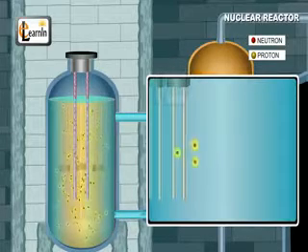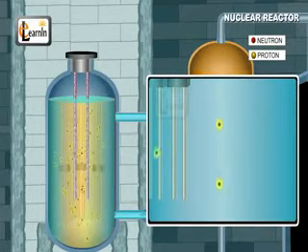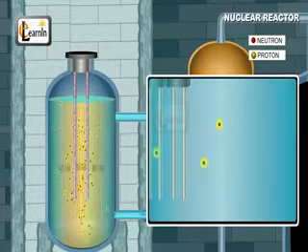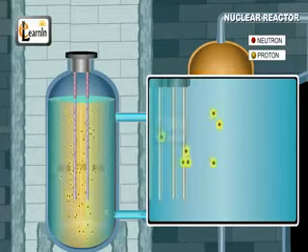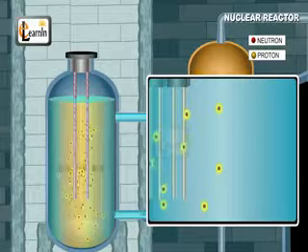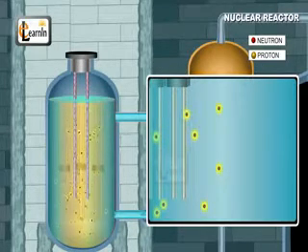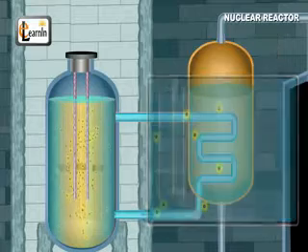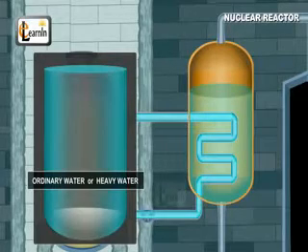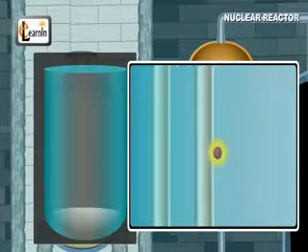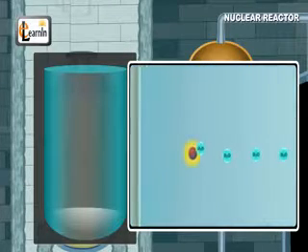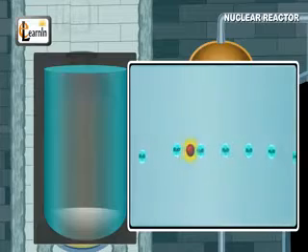Moderators have the capability to slow down, or in other words, moderate, the speeds of these high-energy neutrons so that they can in turn be used for a chain reaction to trigger multiple fission reactions of other uranium-235 nuclei. Commonly, ordinary or heavy water is used as a moderator in nuclear reactors because of the deuterons present in them, which are capable of slowing down the neutron speed.